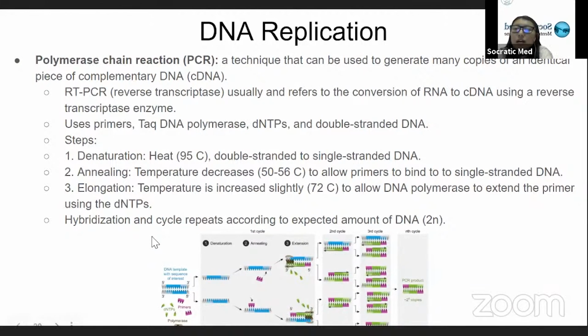As you can see here at the bottom, this is a diagram of how PCR works, where you have that double strand, then it's broken into the single strand, and then you have the primers being able to attach to that single strand. These are then elongated, and as you keep going through the cycles, they keep doubling.